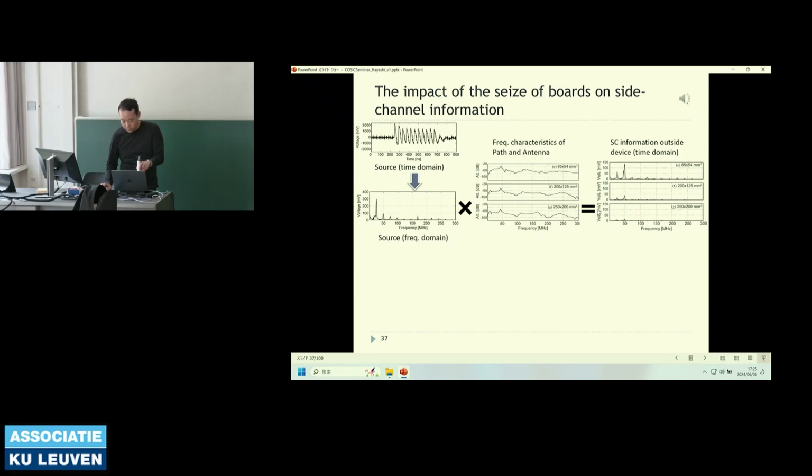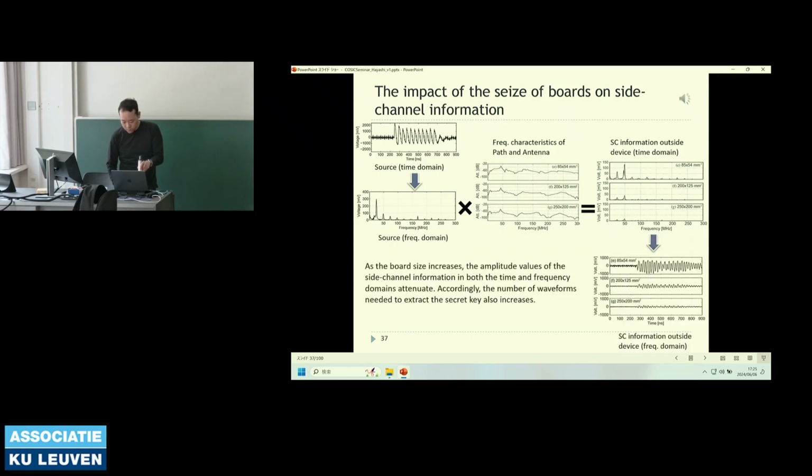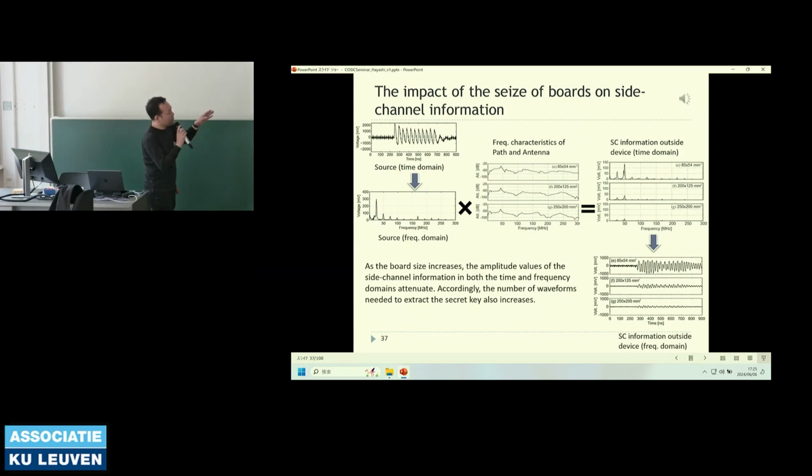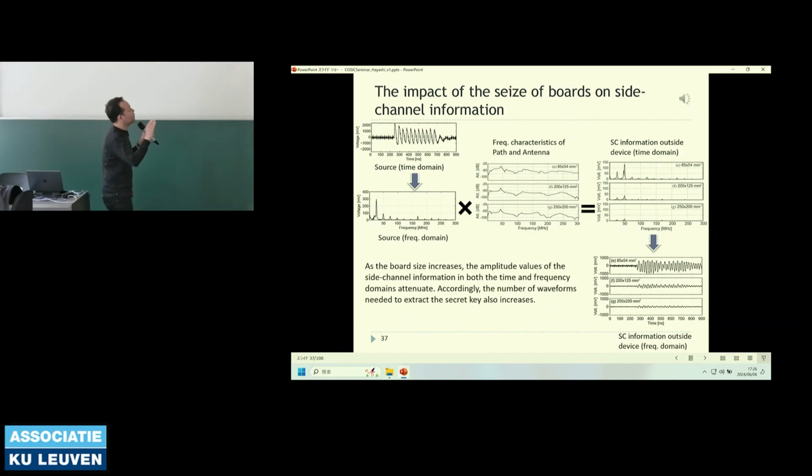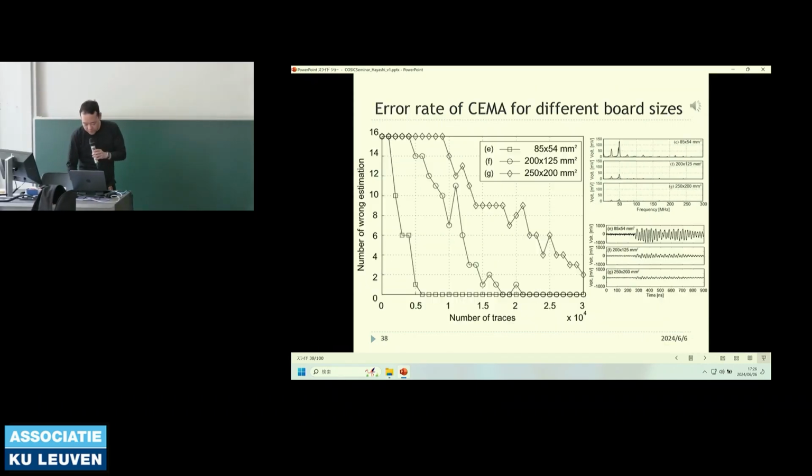Based on this characteristic, as the size of the circuit board increases, the amplitude of the observed side channel information decreases. This feature is observed in both time domain and frequency domain side channel information. Okay, the time domain signal is also changed. Okay, this is the effect of board size.